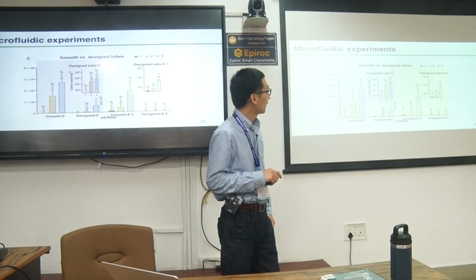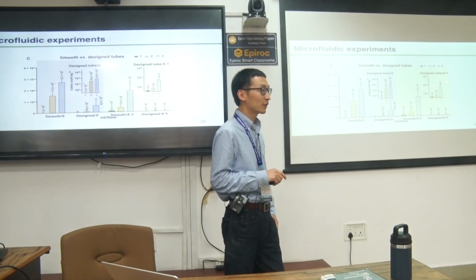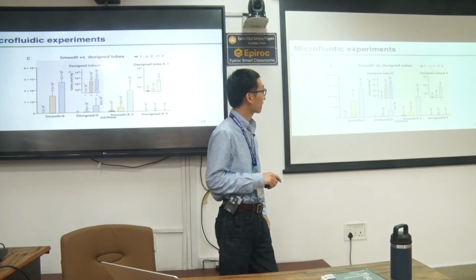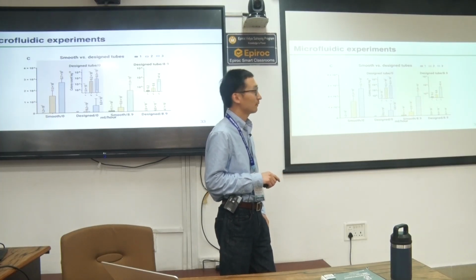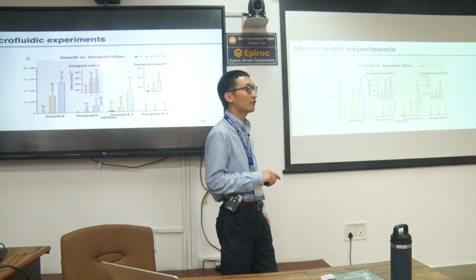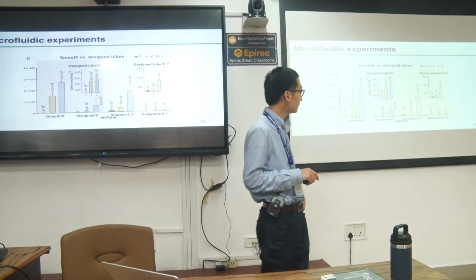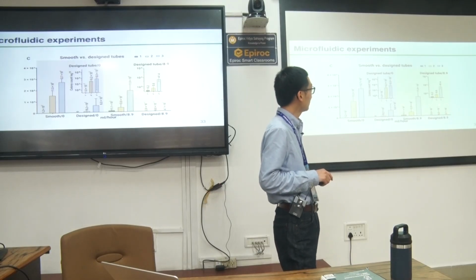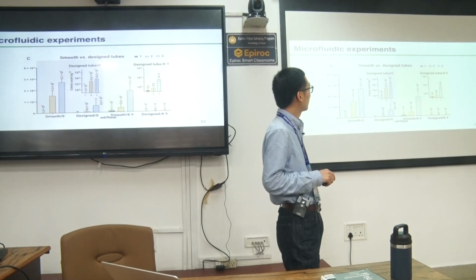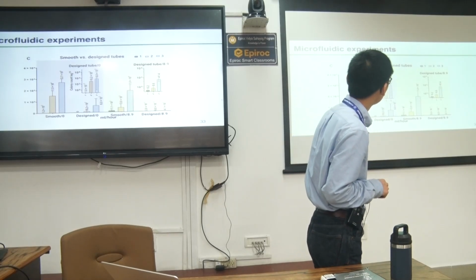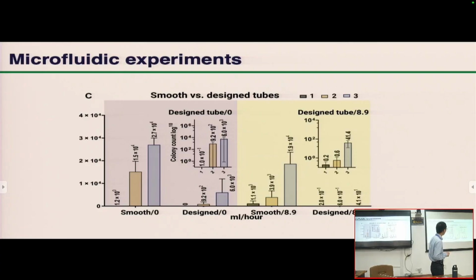On the right side, the only difference now is I've turned on the flow. Again, for the smooth tube, you're going to pick up bacteria, less so even further upstream, but still a significant amount. In the design tube, that's way less. I'm not going to tell you exactly what the flow rate is, but there's a non-zero flow rate there.